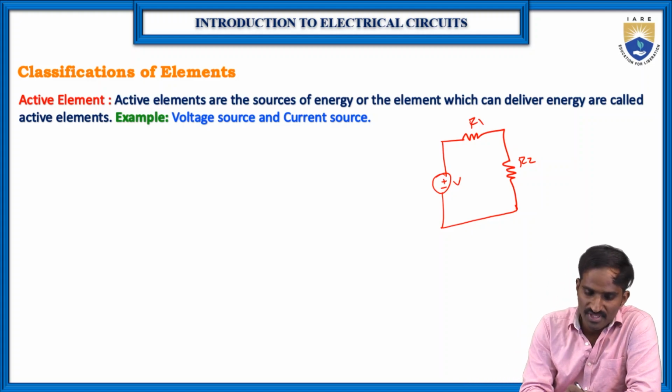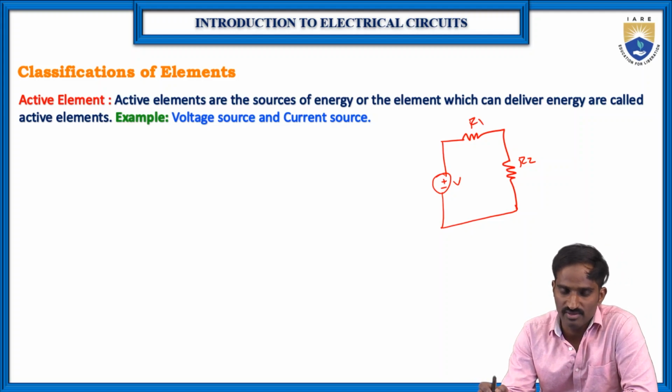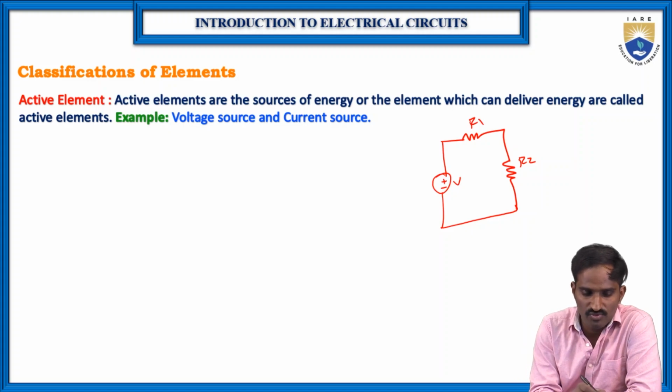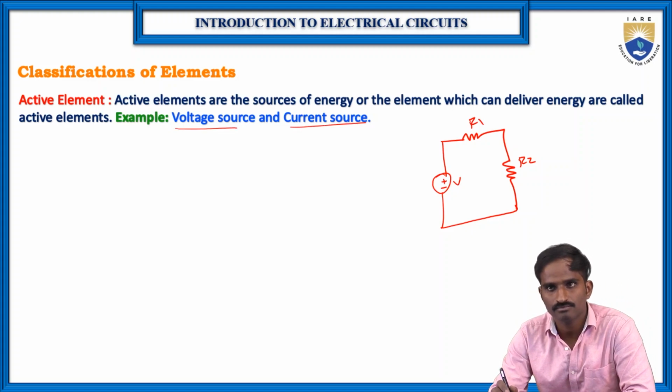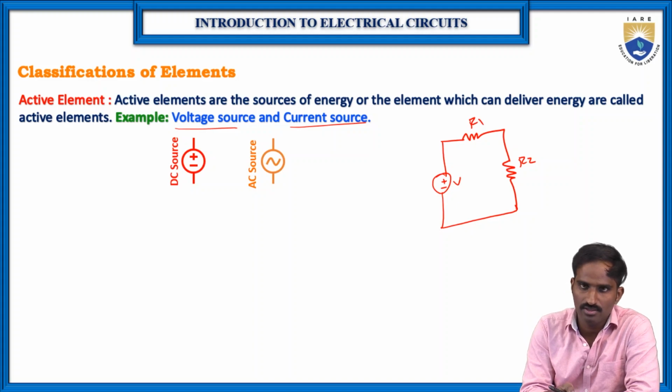So the elements which can deliver the energy are called the active elements. The best examples for the active elements are voltage sources and current sources. And then of course, as we know, there are AC sources and DC sources, which we will discuss in detail later.